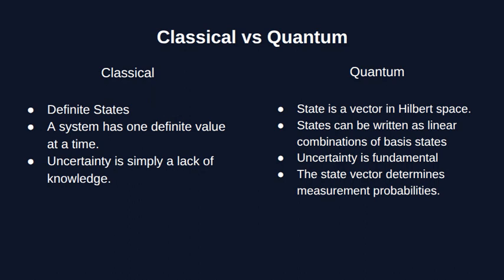Quantum mechanics describes systems very differently. Instead of definite values, a system is described by a state vector in a Hilbert space. This state can be written as a linear combination of basis states, and the coefficients of that combination determine the probabilities of different measurement outcomes. The mathematical structure is what leads directly to the principle of superposition.